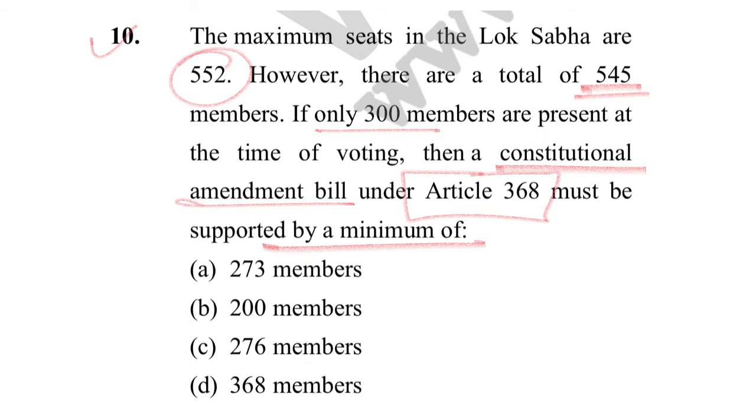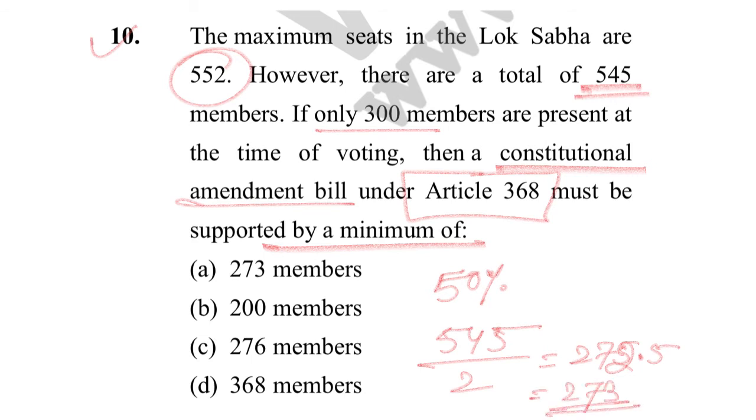To pass any constitutional amendment bill, we need at least 50% vote of the strength of the house. If there are 545 members in Lok Sabha, then we need 545 by 2 is equal to 272.5, which is equal to 273 votes. So we need at least 273 votes to pass a constitutional amendment bill, and that is why A will be the answer.